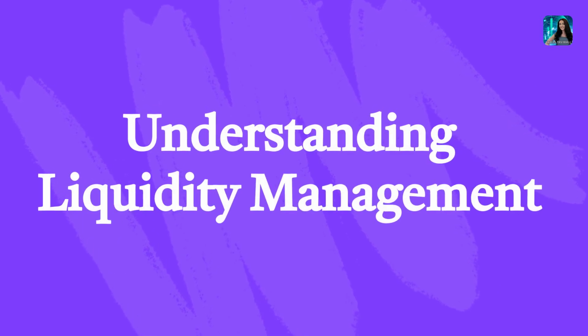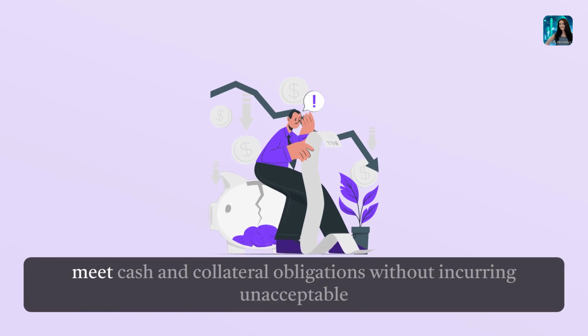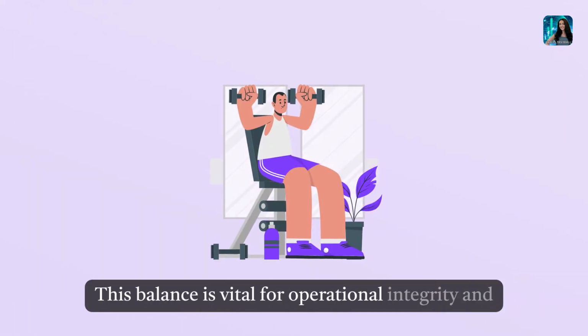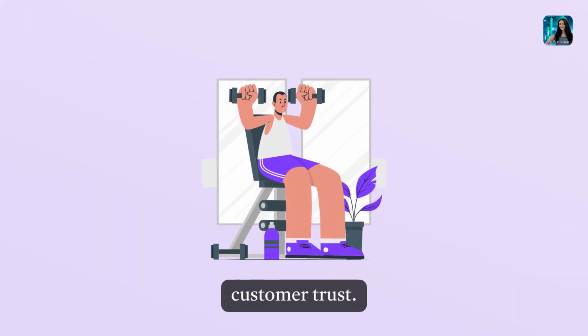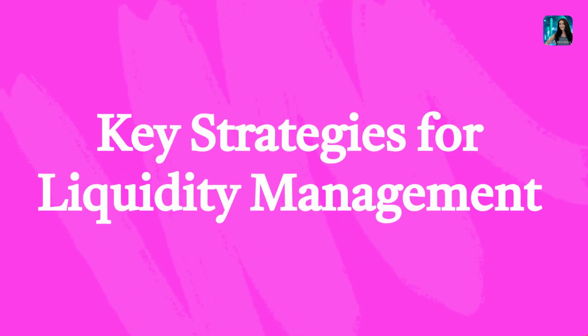Understanding liquidity management. Liquidity management in banks involves the ability to meet cash and collateral obligations without incurring unacceptable losses. This balance is vital for operational integrity and customer trust. Key strategies for liquidity management.